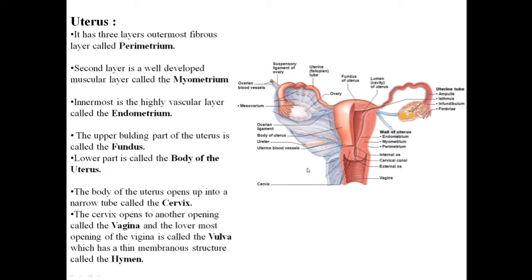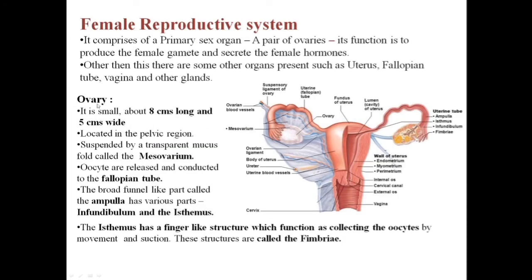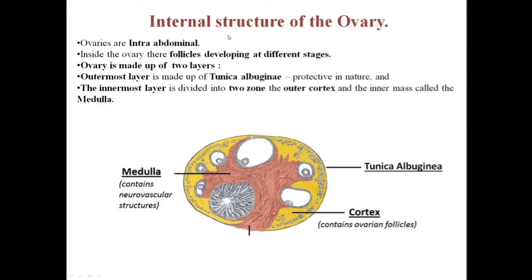So this was all about the structures that are held together in the female reproductive organ. Now, first we'll be starting with the internal structure of the ovary in this part. So let us start with the internal structure of the ovary. The ovary is intra-abdominal, that is, it is located inside the abdominal cavity. And inside the ovary we find follicles in different stages of development. Here you can see these follicles in different stages of development.